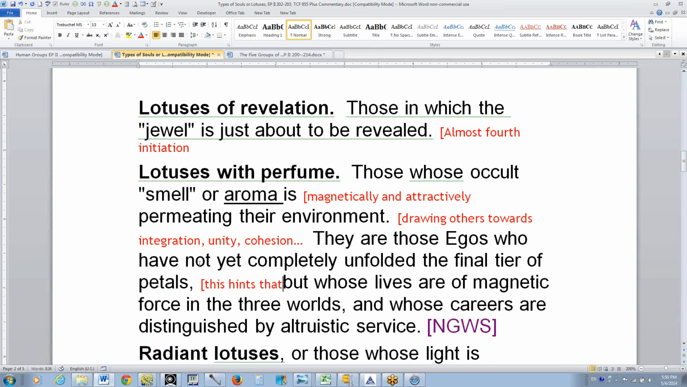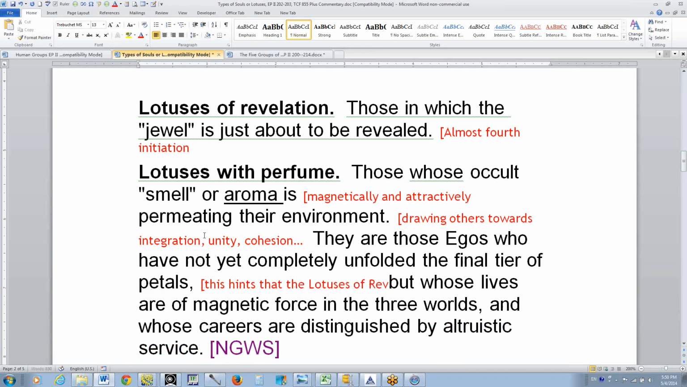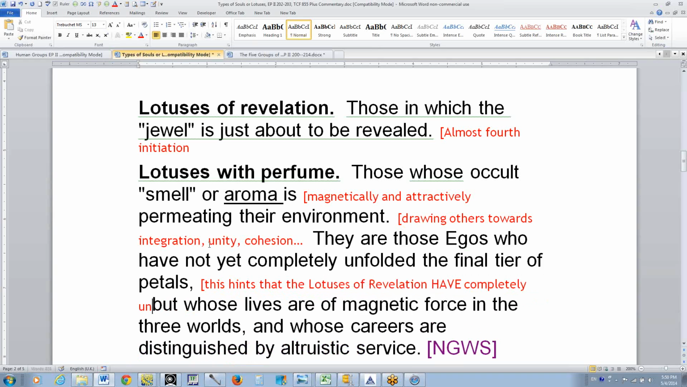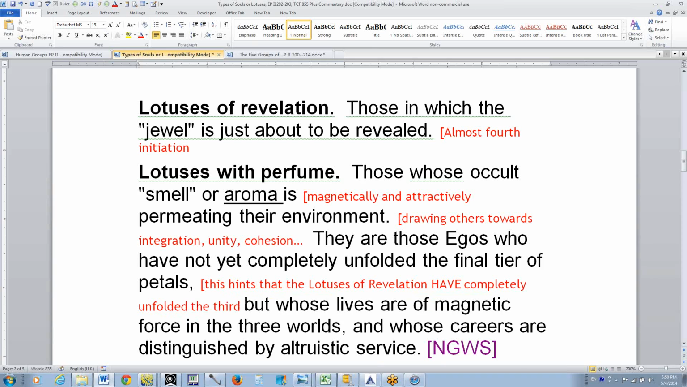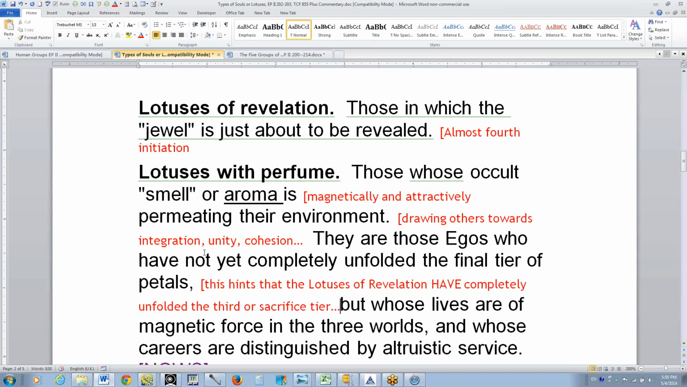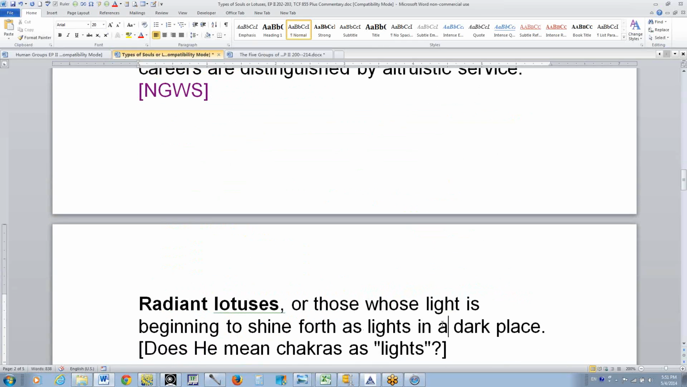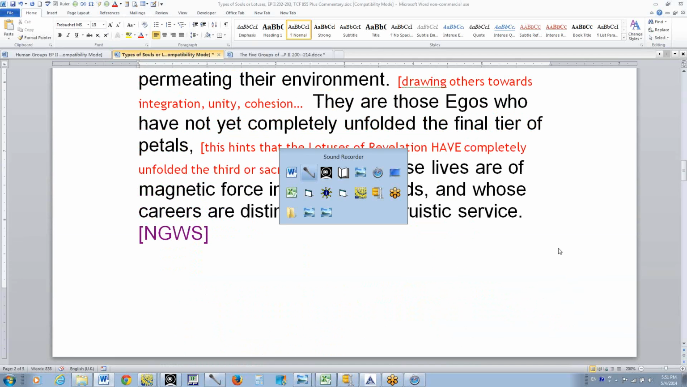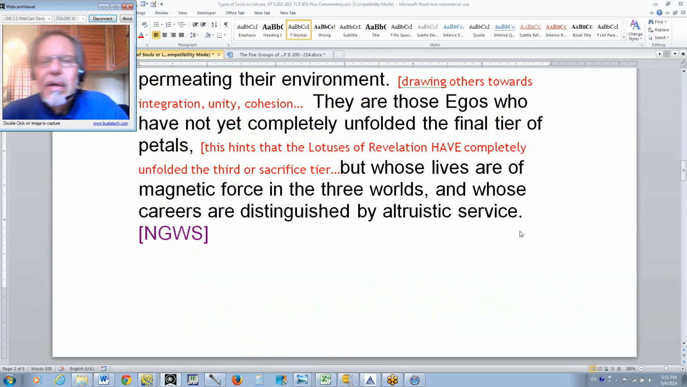and this hints that the lotuses of revelation have completely unfolded the third or sacrifice tier. Okay, sacrifice. But whose lives are of magnetic force in the three worlds, and whose career are distinguished by altruistic service. So we have a type of sacrifice going on at the love sacrifice petal, which would make altruistic service possible. And as I said, the complete unfoldment of the sixth petal is the objective here, and the stimulation by the rod of initiation of the eighth petal.